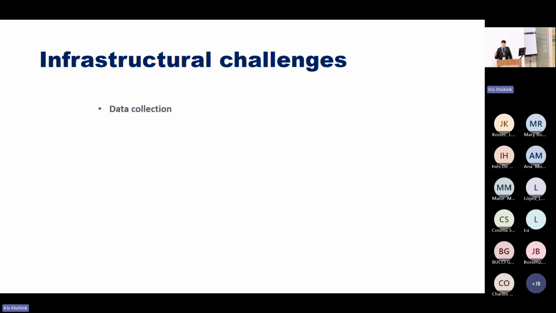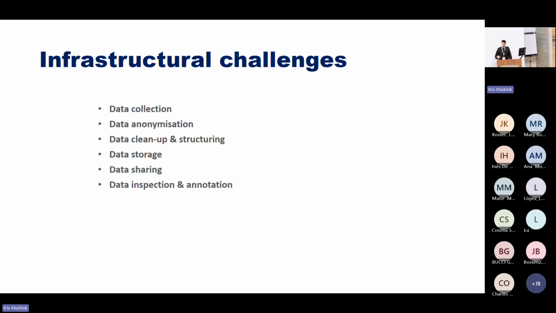So we have challenges in data collection and anonymization. That refers to a question we had: how do we anonymize the data? We have tools to strip off the sensitive elements from the DICOM headers. Then cleaning up the data, because typically it's a mess when we get it out of the PACS systems from different hospitals, so we have to rename and structure all the data. We need a place to store it, maybe to share it with other groups, and for inspecting it and manual annotation.